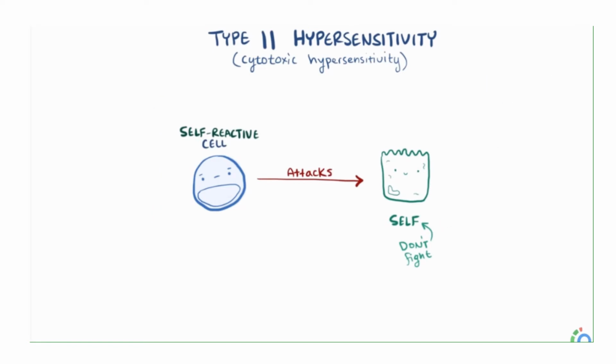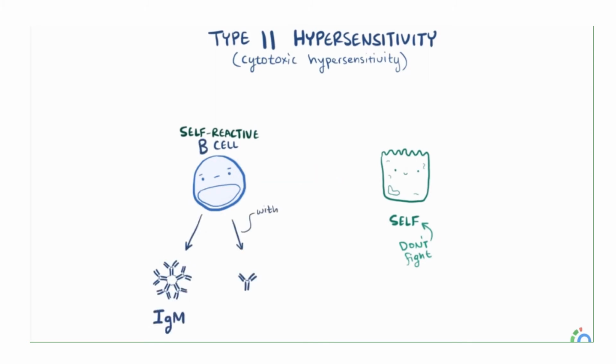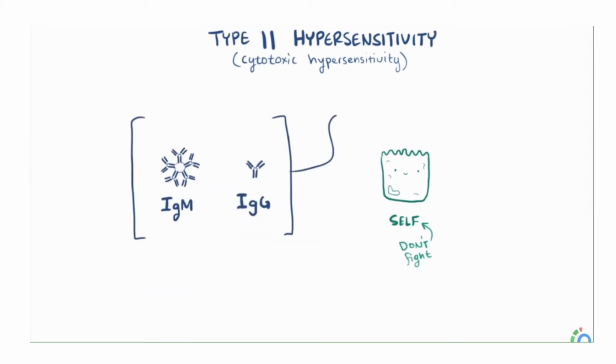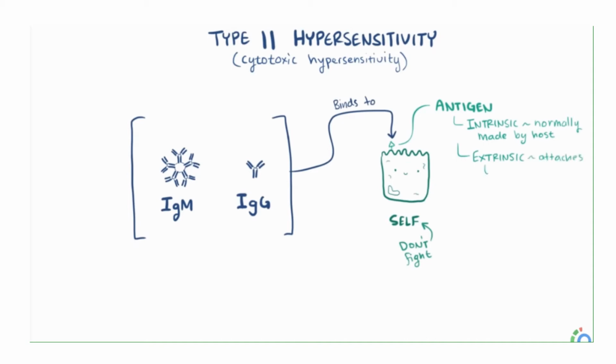In type 2 hypersensitivity, these escaped self-reactive B cells become activated and produce IgM, or with the help of CD4 positive T helper cells, IgG antibodies that attach to antigens on host cells. And there are 2 types of antigens involved with type 2 hypersensitivity. Intrinsic, meaning an antigen that the host cell normally makes, or extrinsic, which is an antigen from an infection or even some medications like penicillin that gets attached to the host cell.